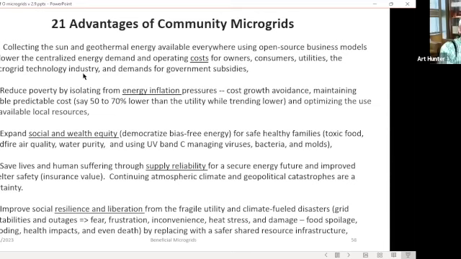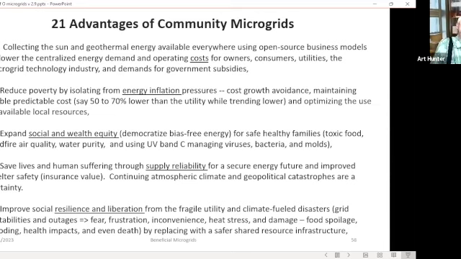Now, it also protects the users from energy inflation, or at least the consumers from energy inflation, and I call it cost growth avoidance. You know, I look at the way the cost of energy is going up at the pump and at natural gas and electricity, and I just shrug and say, got nothing to do with me. And so I'm just totally avoiding that inflationary pressure.